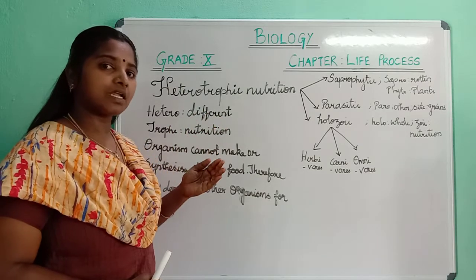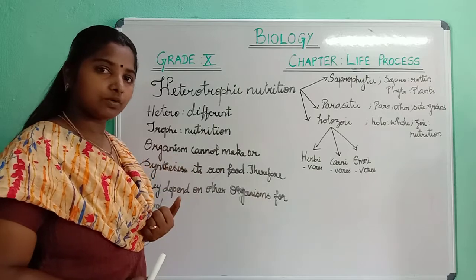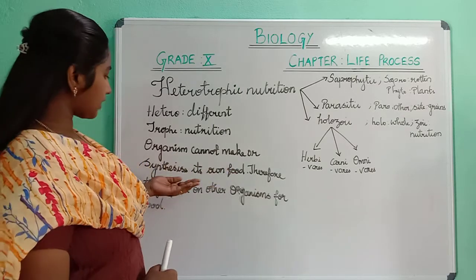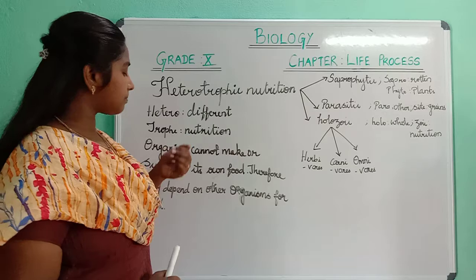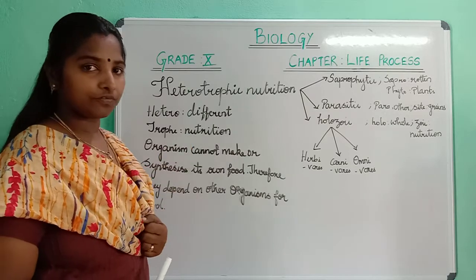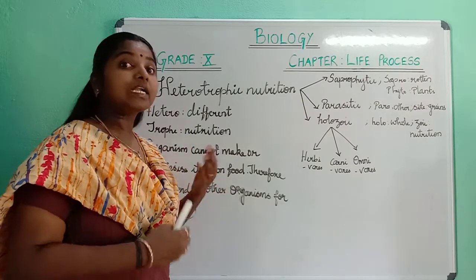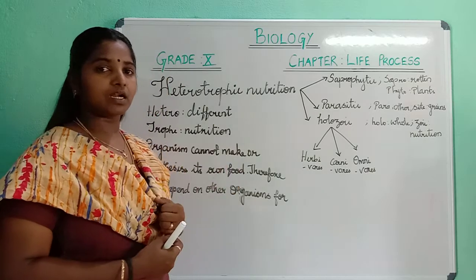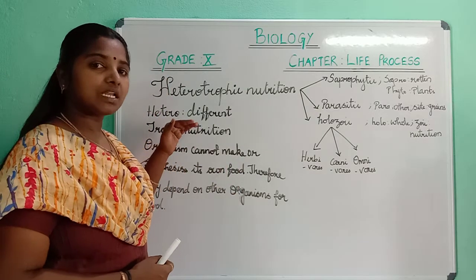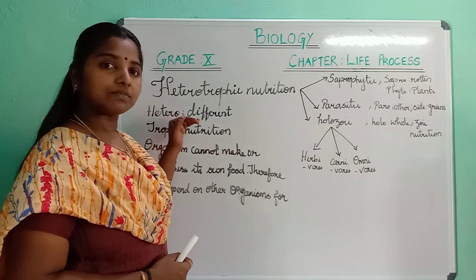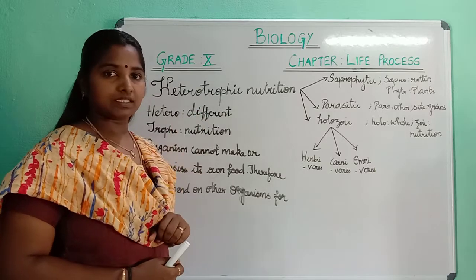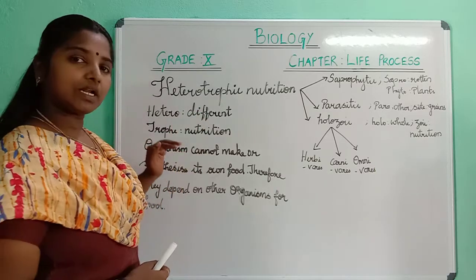What is different? The thing is, in heterotrophic nutrition, the organism cannot make or synthesize its own food. So they are depending upon different organisms for their food. That is the meaning, and that's why it comes as hetero, for different. Is it clear? Okay, so now we'll go for the definition.